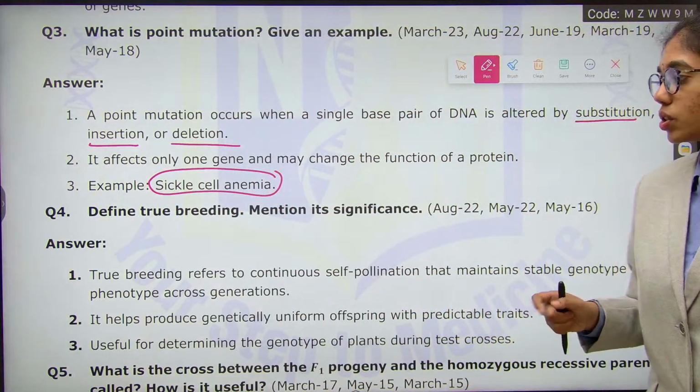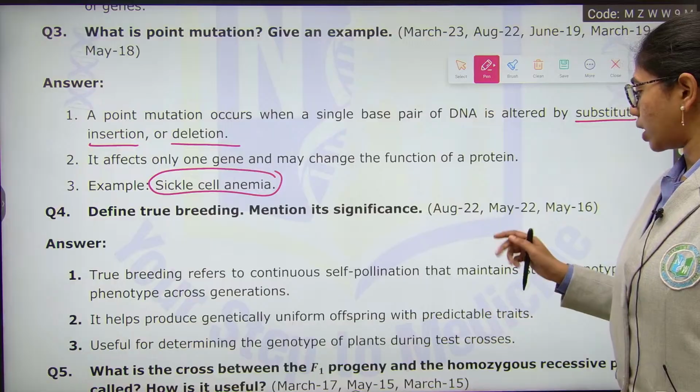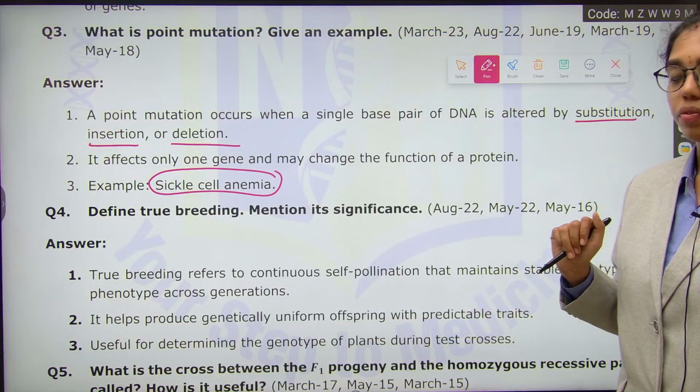Fine. Next, define true breeding and mention its significance. Asked in 2022 and 2016.